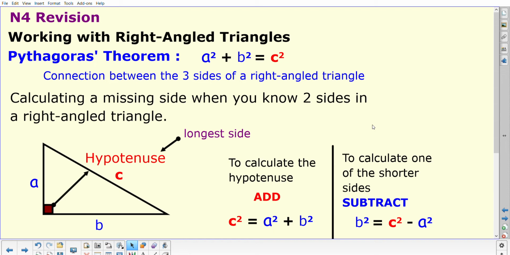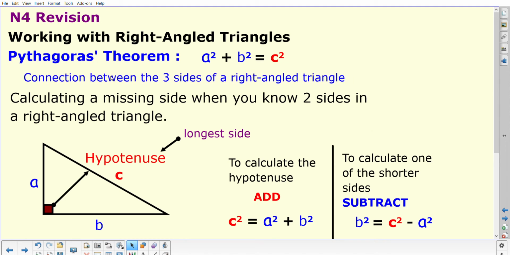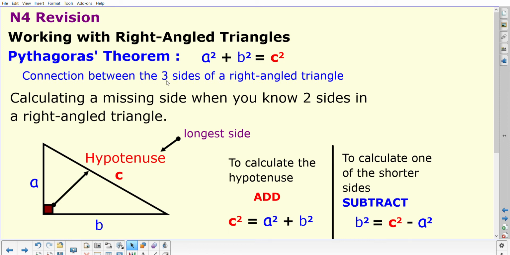So with Pythagoras' theorem, we're basically looking at how the three sides of a right-angled triangle connect, and you get this rule that says the shorter two sides, when you square them and add them together, are always equal to the longest side squared. And of course, the longest side has got its own special name. It's called the hypotenuse.